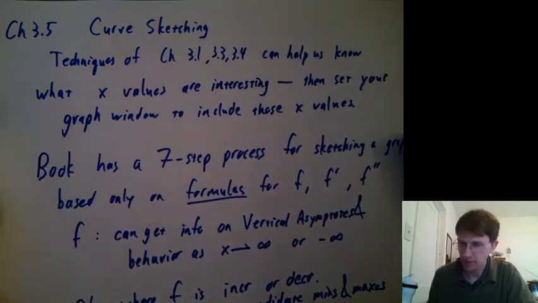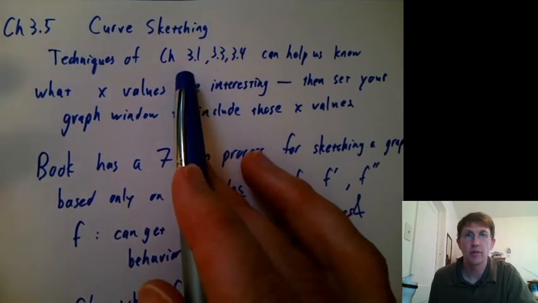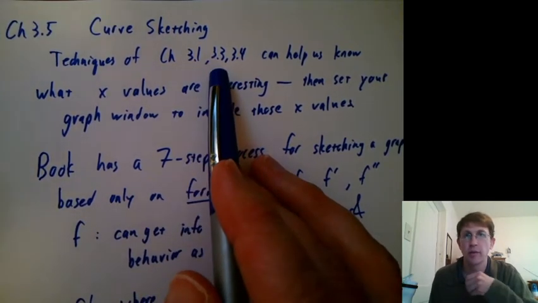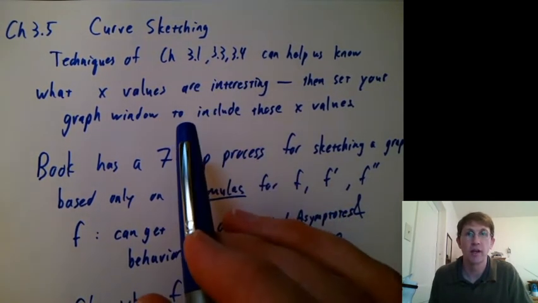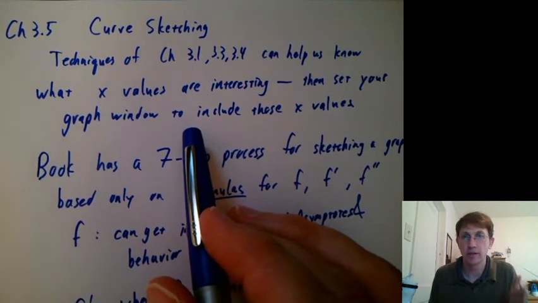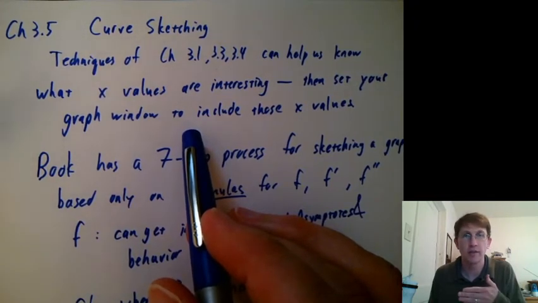Let's launch into chapter 3.5, which is about curve sketching. So a bunch of stuff we've been doing in chapters 3.1, 3.3, 3.4 about critical points and inflection points. Those are finding the interesting points of the function, where the function's doing interesting things. And so we can set our x window when we're graphing to include those x values so we see the interesting stuff. Desmos and Excel are great as long as you tell them what set of x values to use.